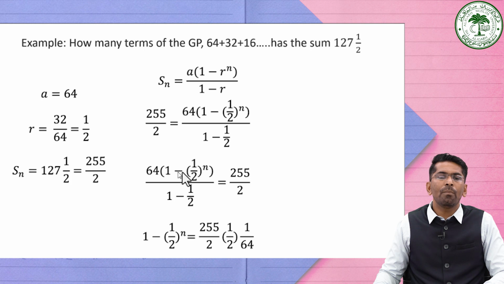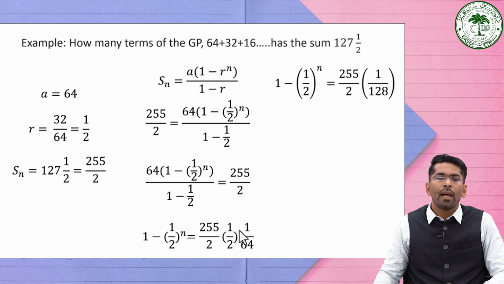See, 1 minus 1 by 2 raised to the power n, I am putting on the left side. Taking 64 to the right side, it will become 1 by 64. Then what is the denominator? 1 minus 1 by 2, which is equal to 1 by 2. Taking it to the right side, it will become 1 by 2. So here 1 minus 1 by 2 raised to the power n is equal to 255 divided by 2 into 1 by 2 into 1 by 64. You can simplify this right hand side term. See here, I am multiplying 1 by 2 into 1 by 64, which is equal to 1 by 128.